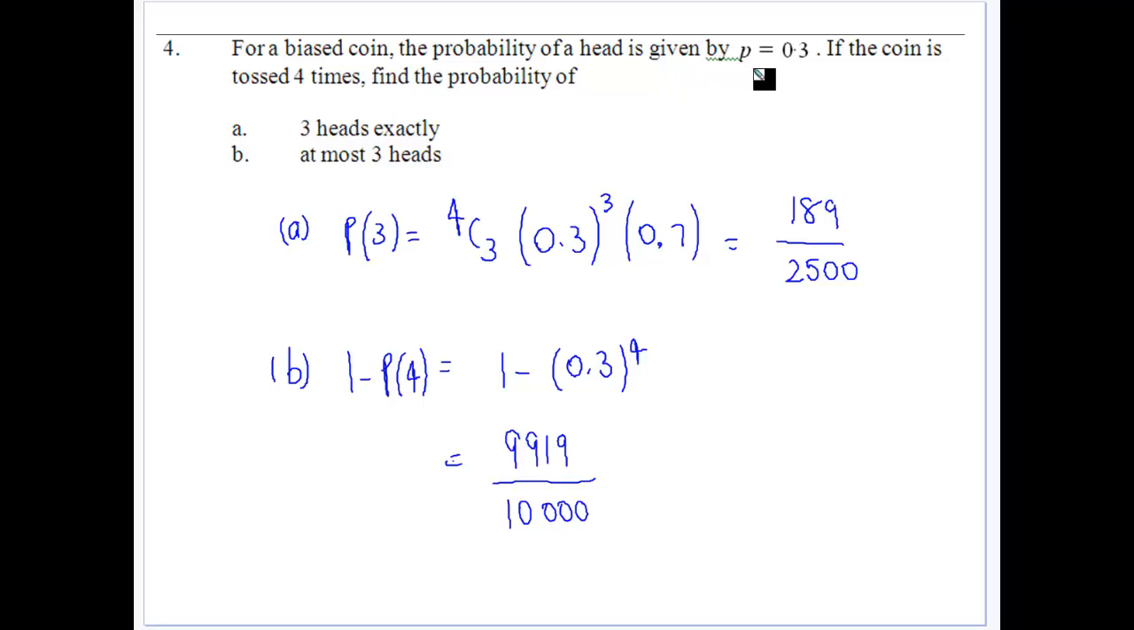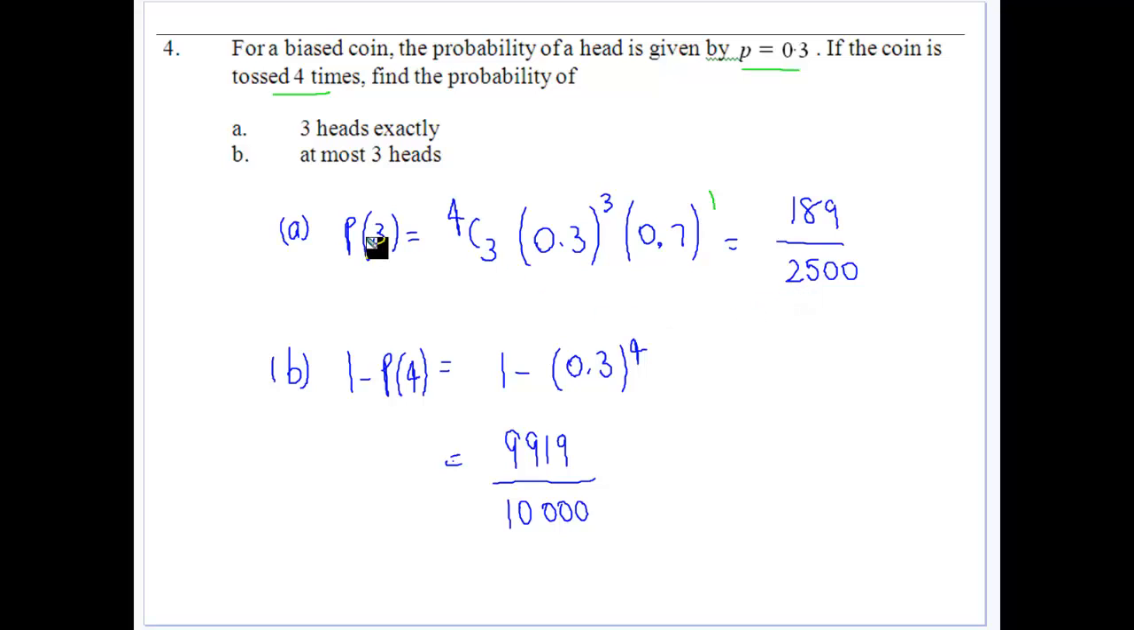Question 4, we've got a biased coin, and the probability of a head is 0.3. So we toss it 4 times, probability of getting 3 heads. So probability of 3 would be 4C3. Probability of getting a head is 0.3, so it leaves the probability of getting a tail 0.7. And we get 3 heads and 1 tail. And the probability of getting that situation would be 189 on 2,500.